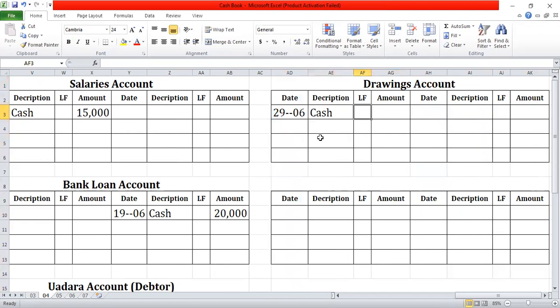Cash. The owner has withdrawn cash. So the name of the other account should be cash. Amount 6,000. See, try to learn this relationship. Every transaction has a debit and a corresponding credit entry.